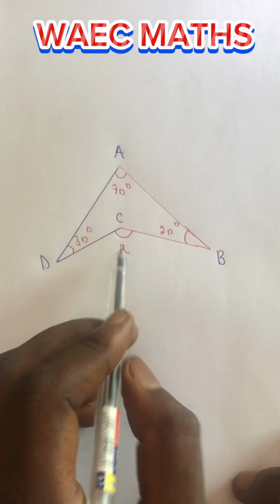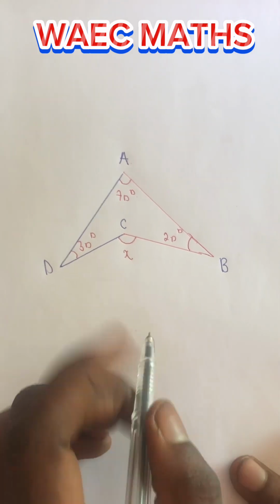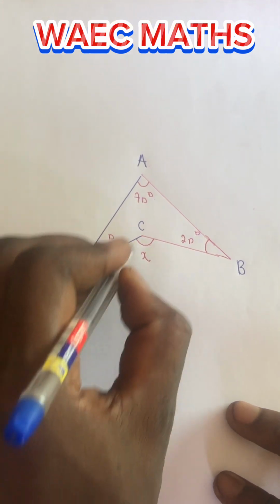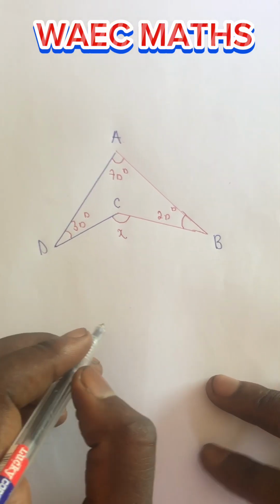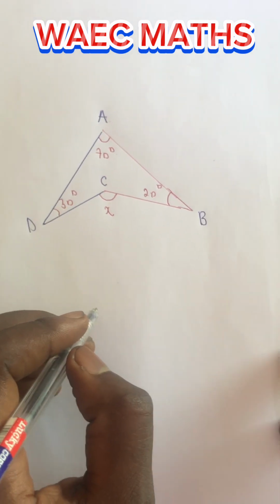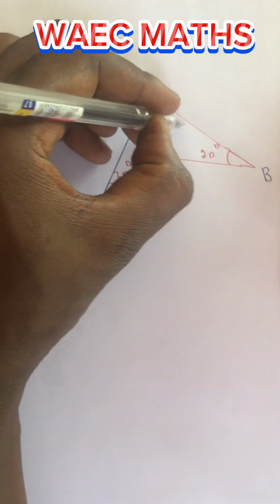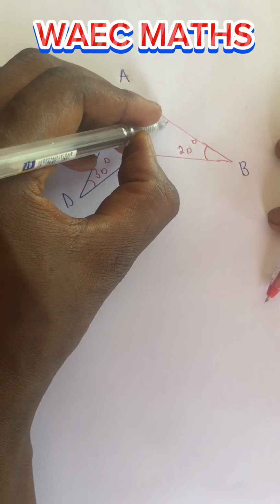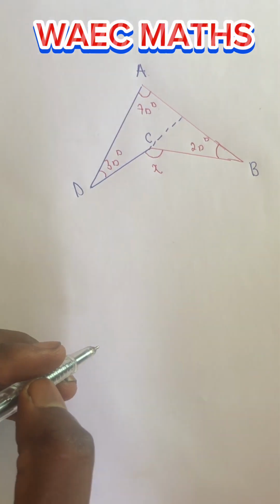Today, we want to provide a solution to this question here. We are asked to find the value of x. So what I'm going to do is to reproduce the diagram. If I reproduce the diagram, I'm going to join these parts so that it's going to form a complete line like this.